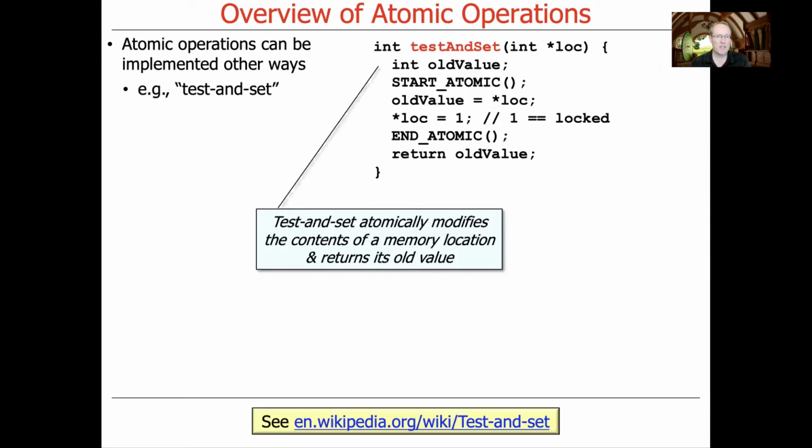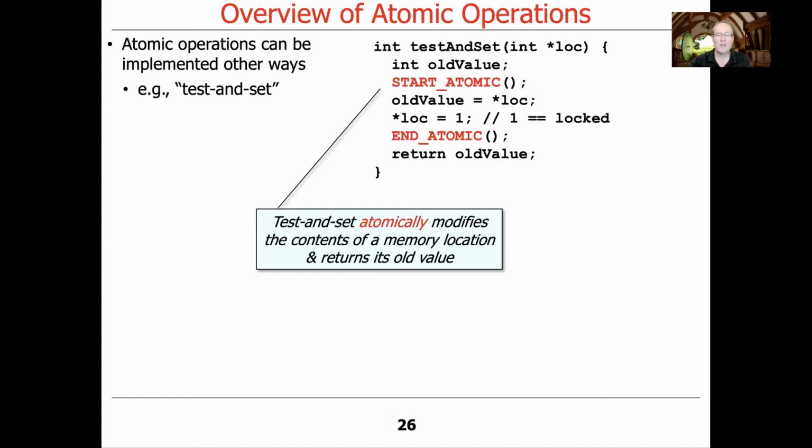There are other primitives that provide much the same mechanism but aren't quite as flexible. The other classic example is called test and set. And this has been around probably even longer than compare and swap. And it basically atomically modifies the contents of a memory location and returns its old value. The way this works is it'll read the value of the memory location and set it to 1, and then it'll return the old value. And so you can use this again to see whether something has changed or not.